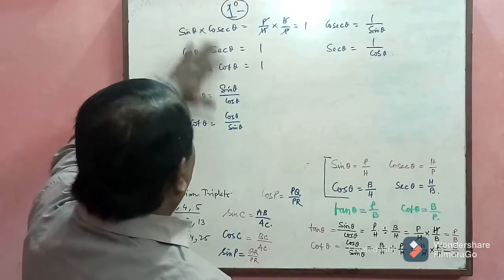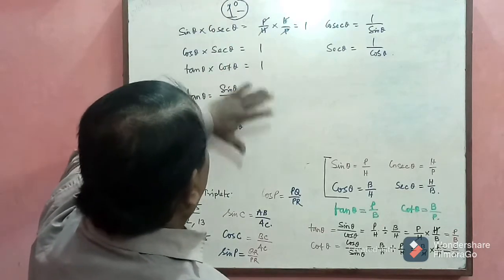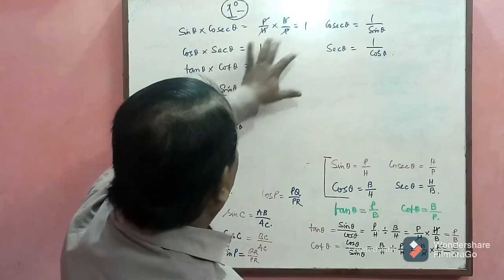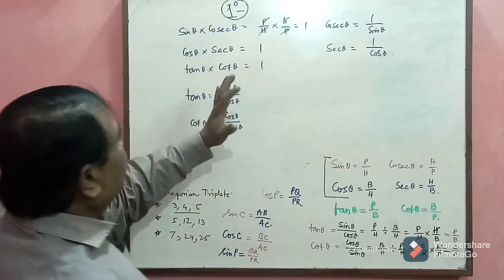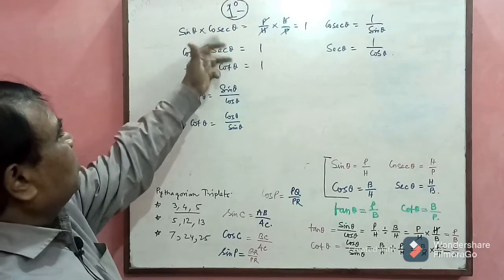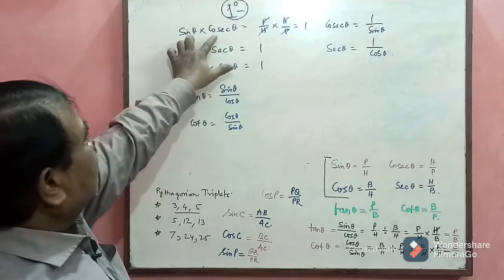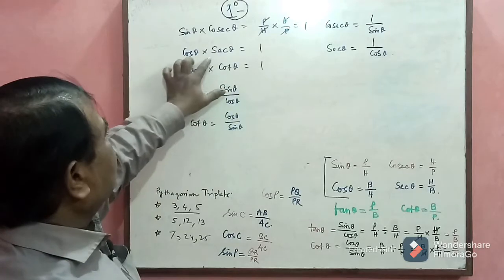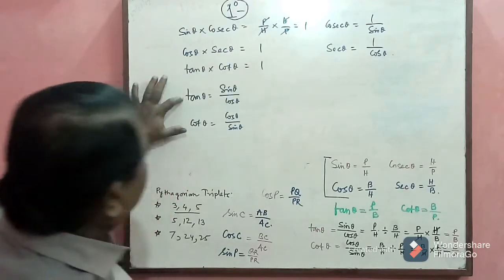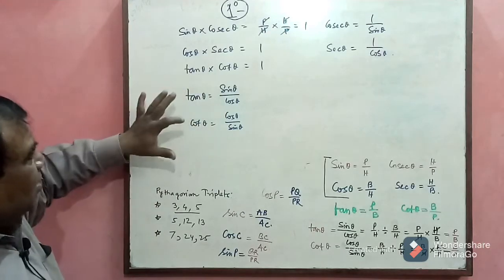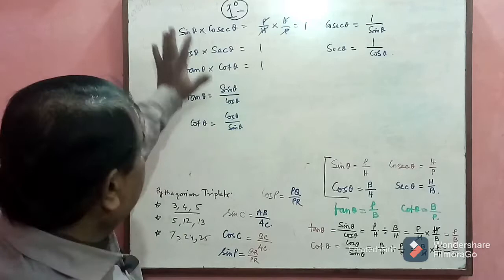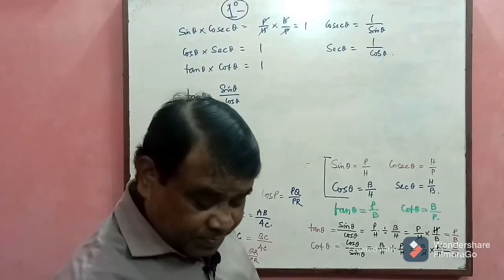So these are the 1 degree formulas, identities. We have 3 numerical values of 1 in trigonometry. The product of two is 1, because one is the inverse of the other, so one is reciprocal to the other. So sin theta cosec theta is 1, cos theta sec theta is 1, tan theta cot theta is 1. And tan theta is sin theta upon cos theta, cot theta is cos theta upon sin theta. These are the 1 degree identities.